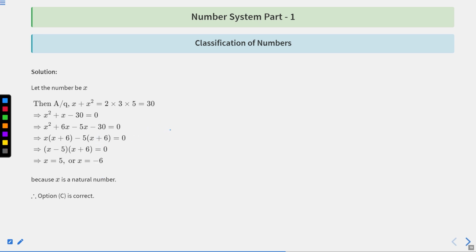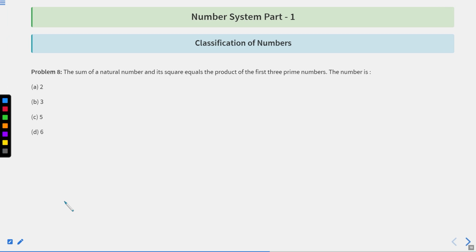And if we choose a different way, then also nothing is going to change. It is going to remain the same, so x equals minus 6 and 5. Because x is a natural number, we will discard the possibility x equal to minus 6. So the final answer is option number C, that is 5.